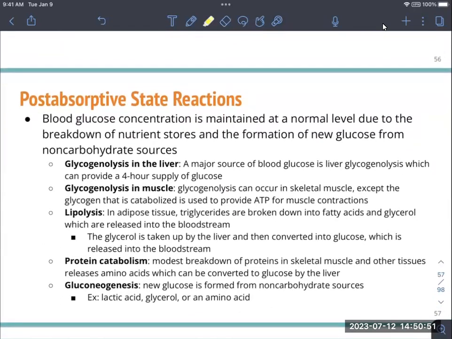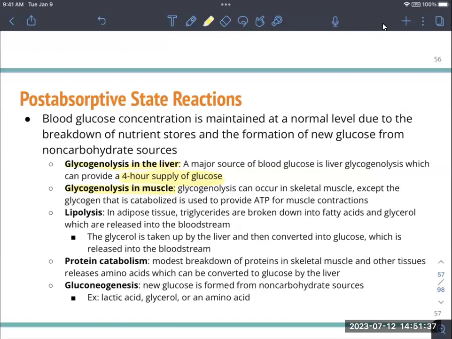These blood glucose concentrations are maintained at that normal level because we can form new glucose from glycogen, that is glycogenolysis in the liver. We store enough glucose in our liver in the form of glycogen to provide about a 4-hour supply of glucose. Glycogenolysis in the muscles, breaking down that glycogen: the glycogen that is catabolized in the skeletal muscles is used to provide ATP specifically for muscle contractions.